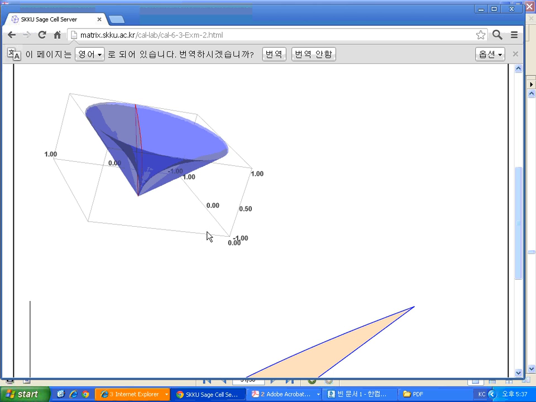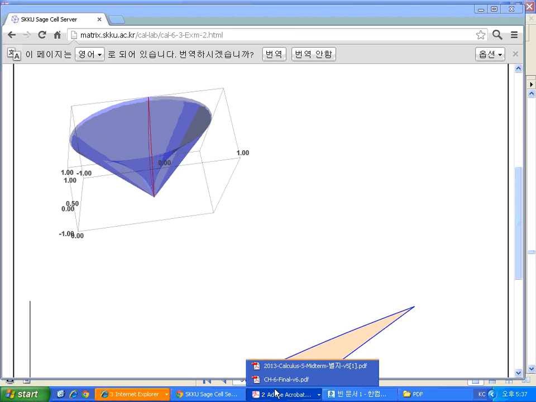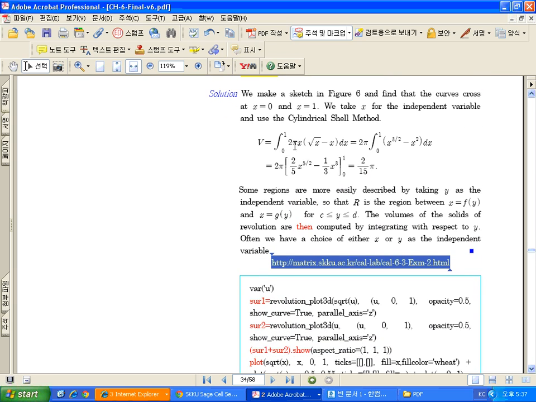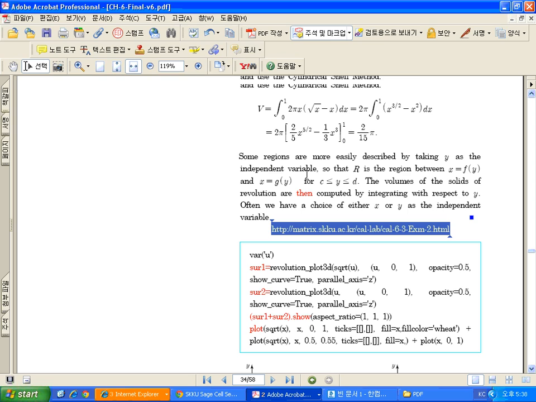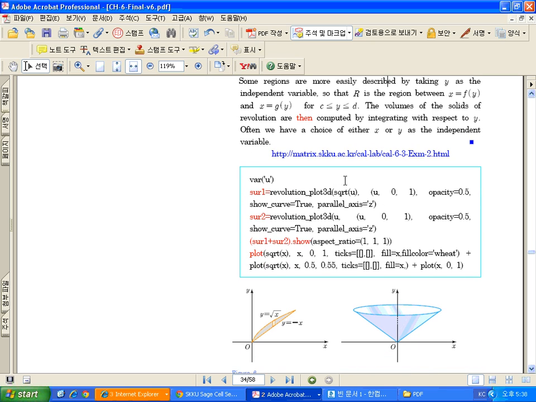How can we find it? Like what we did before, we just use the cylindrical shell method. We integrate from 0 to 1, where these two curves meet, of 2 pi x times f of x dx. It's a very simple, easy computation to get 2 over 15 pi, which is formulated here.